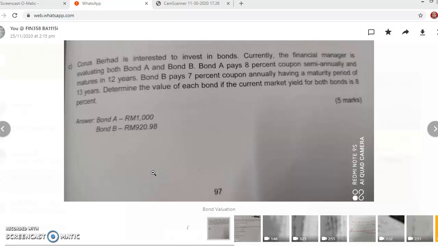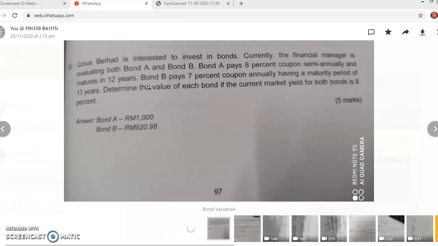So, referring to these questions, for example, Chorus Berhad is interested to invest in bonds. Currently, the financial manager is evaluating both bond A and bond B. So, bond A pays 8% coupon semi-annually and matured in 12 years. Bond B pays 7% coupon annually, having a maturity period of 13 years.